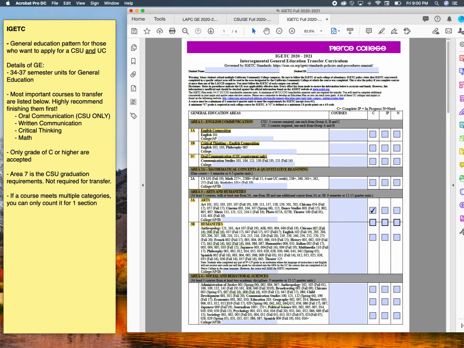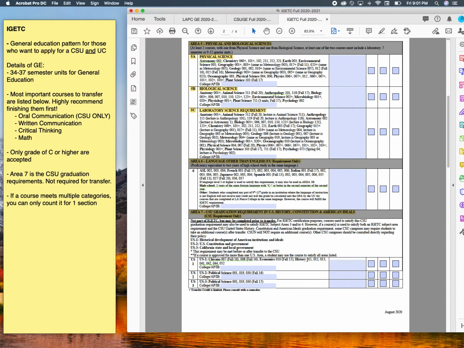So when you double count, it can't double count for humanities, Area 4, and the US 1. You could either pick, will it count for the humanities, or it will count for the social and behavioral sciences and the US 1. So you see how it can only count for one of these categories and the graduation requirement.